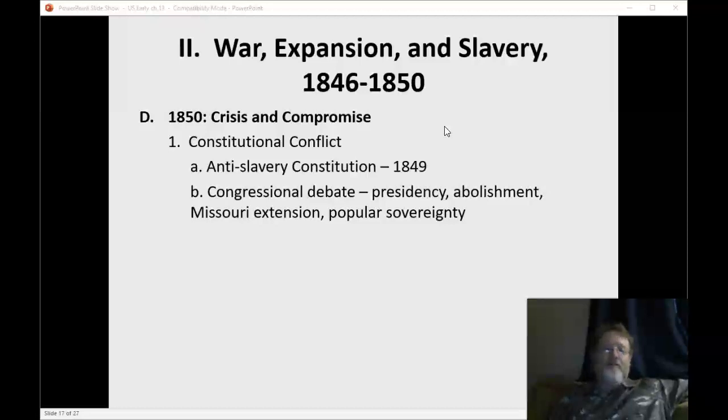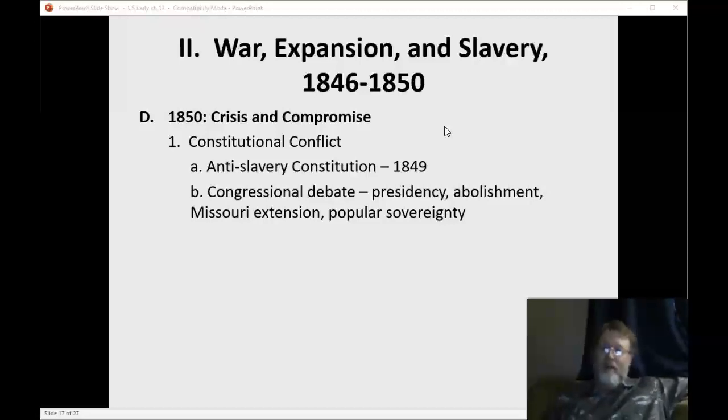Finally, the option that is finally chosen is popular sovereignty. In other words, popular means the masses of people, and sovereignty is who makes the decisions and who has the power to make government. So the people have the power to make government, make the laws, whatever. So ultimately, what they decide is popular sovereignty, giving every state the choice to decide whether they're free or slave.